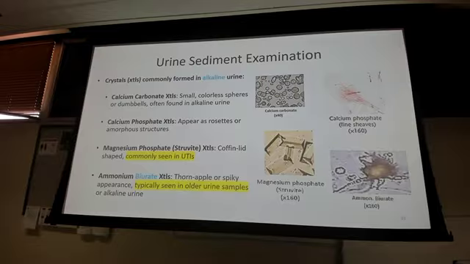All right, so calcium carbonate crystals are small and colorless spheres. They look like dumbbells. It doesn't look too much like dumbbells on here. Calcium phosphate appears as rosettes or amorphous structures. Then you have magnesium phosphate. Those are commonly seen in UTIs. And then you have your ammonium biurates that are typically found in older urine samples.